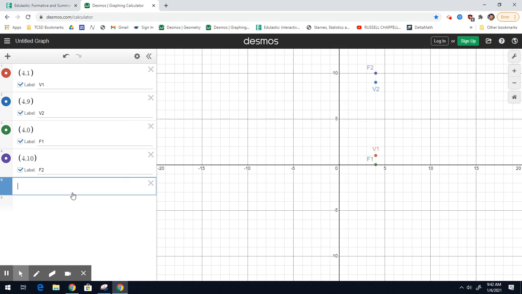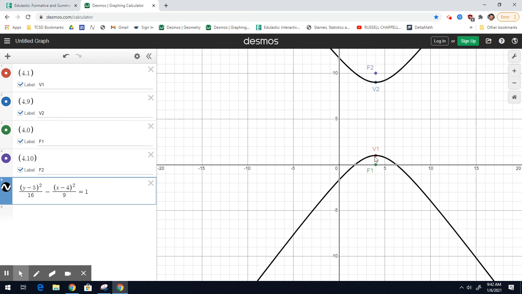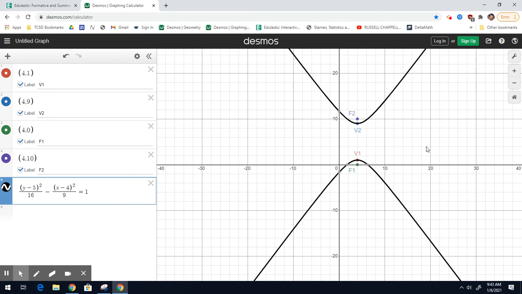And now we're going to graph our hyperbola. Hopefully they go through the vertex and open up towards the foci. So my formula was fraction, parenthesis y minus 5 squared over 16, minus fraction x minus 4 squared over 9, equal 1. And there you go. Goes right through my vertex, opens up to the foci. Great. If you want to zoom out one more time, that's fine to get a better picture.